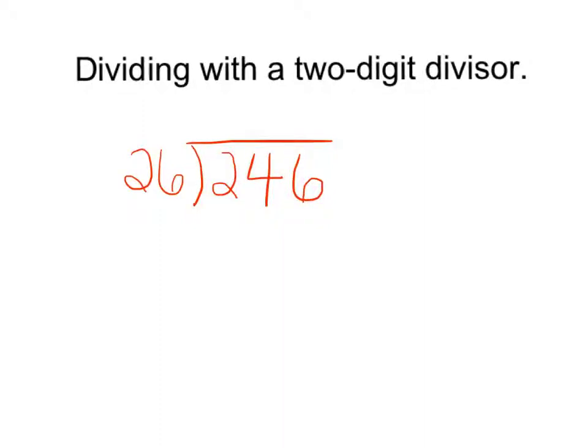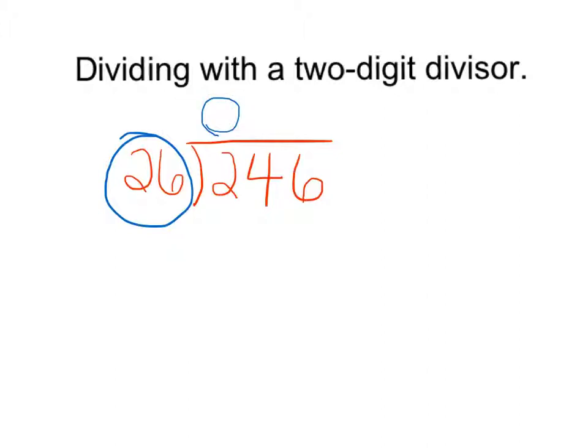Okay, let's divide by a 2-digit divisor. The first thing that I need to do is find my starting place. So I'm going to look at my divisor, and it's 26. Then I'm going to start above the hundreds place in this problem, and I'm going to think, can 26 go into 2? That means, can I divide 2 into 26 groups? Well, I cannot do that, so that's going to be 0.